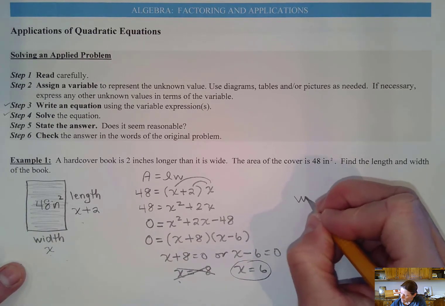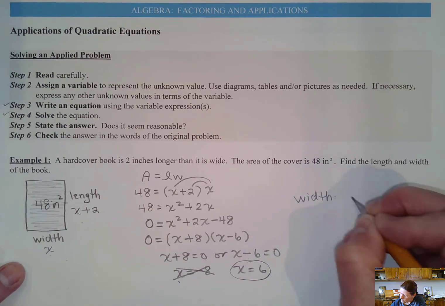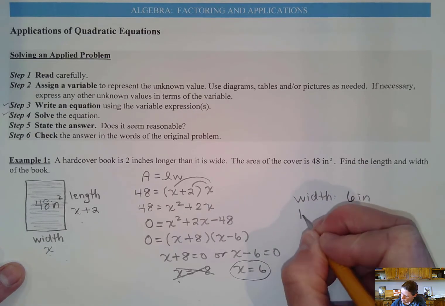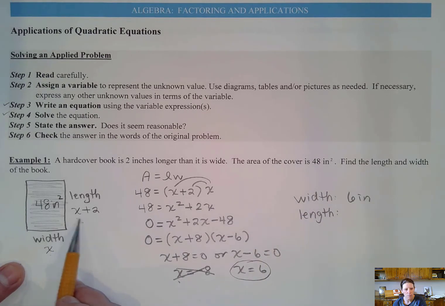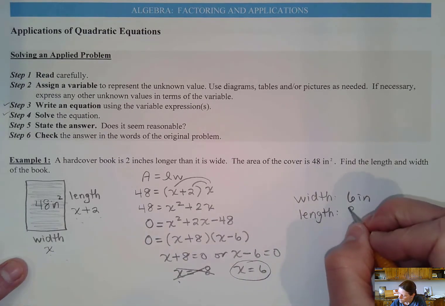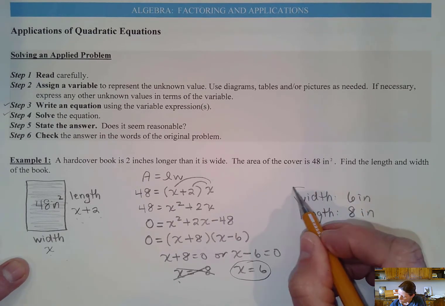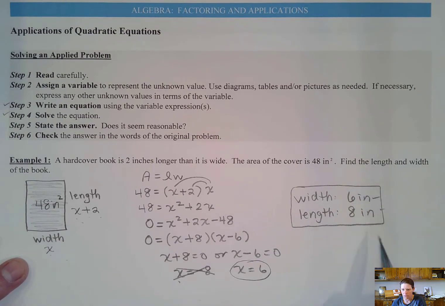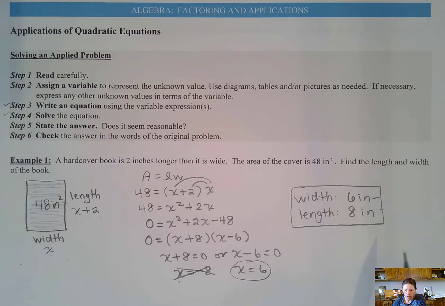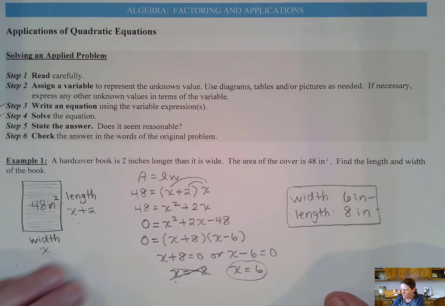So if the width is 6 inches, then the length of the cover of this book is 6 plus 2, or 8 inches. And there we have our answer. Make sure you apply the units to your answer, in this problem inches. And a quick check, we can see very quickly that 8 times 6 does indeed give that surface area of the cover of the book, 48 square inches. So this checks out just fine. Let's look at another one.